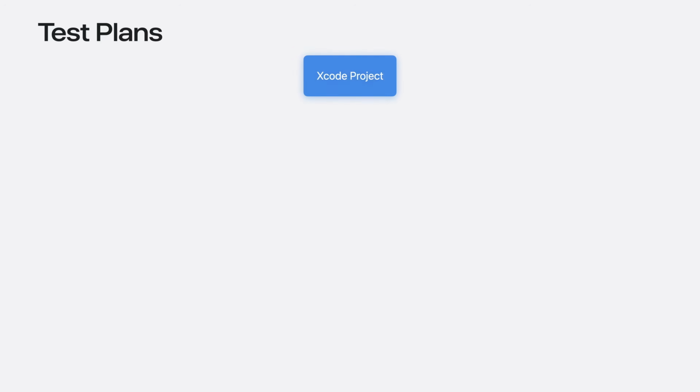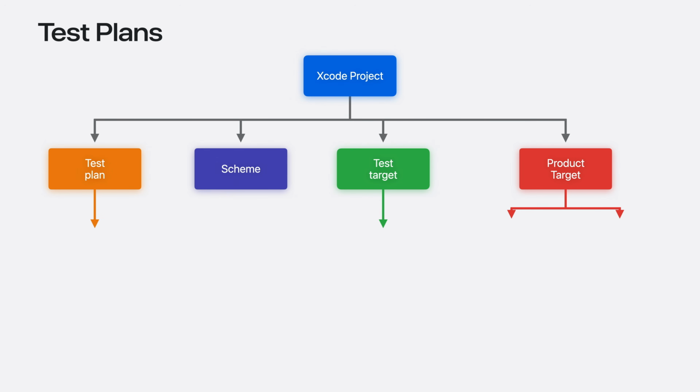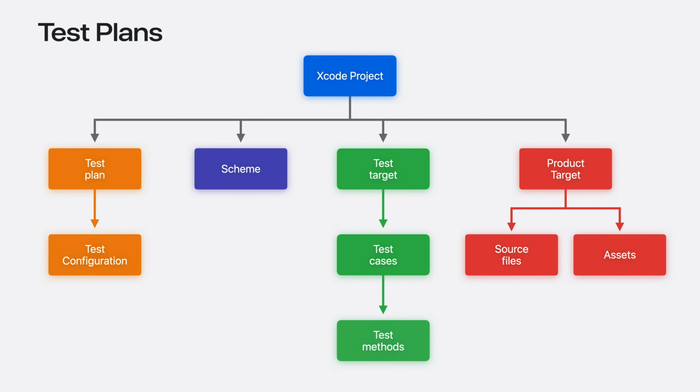Test plans are how we create groupings of tests to run just the ones we want, when we want. As your project grows, you may want to run tests across several different schemes, or create different groupings of tests to run just your quick unit tests, and then another to test everything before committing. This is where test plans come into play.